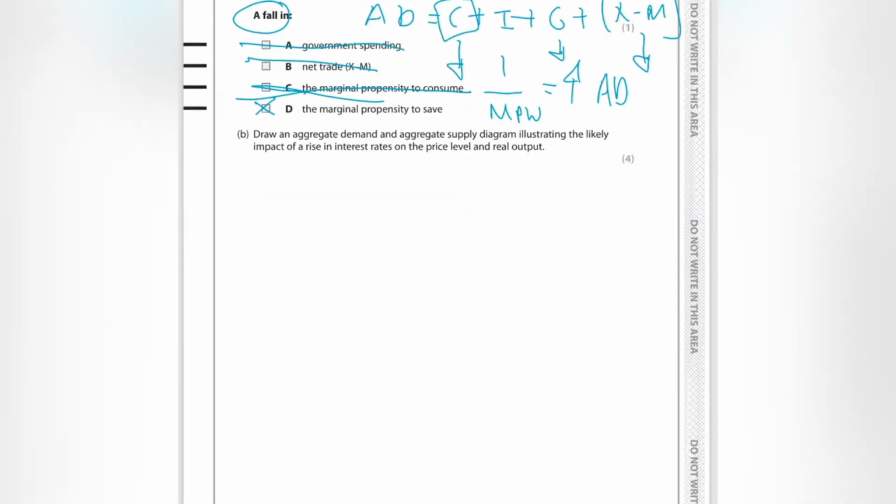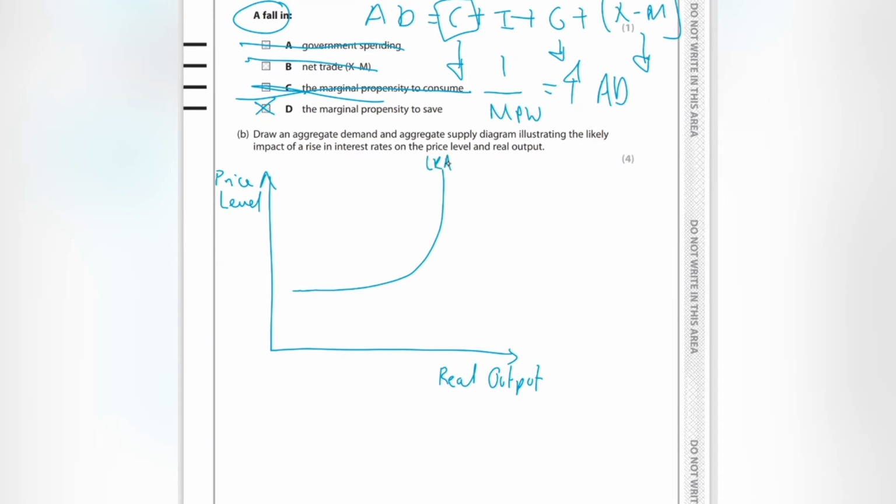Okay, draw an aggregate demand aggregate supply diagram to illustrate the likely impact of the rise in interest rates on the price level and real output. So here we have price level, here we have real GDP, or real output, as it's referred to, but real GDP is the same thing. I'm going to draw a Keynesian LRAS curve. I'm going to draw my original equilibrium point, and I'm going to make sure that I label them. So that's Y1, that's PL1, price level 1.